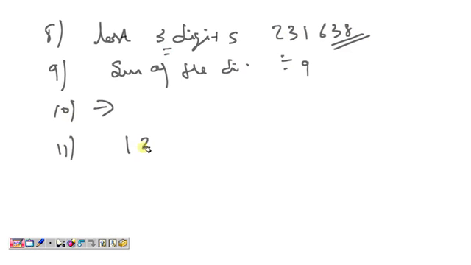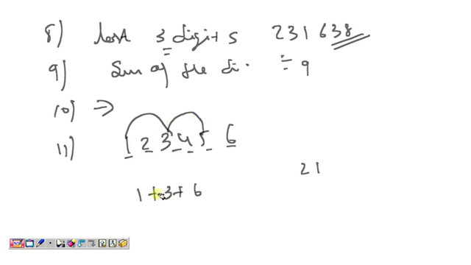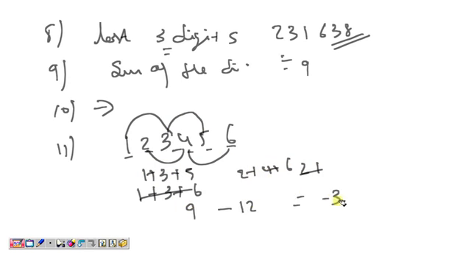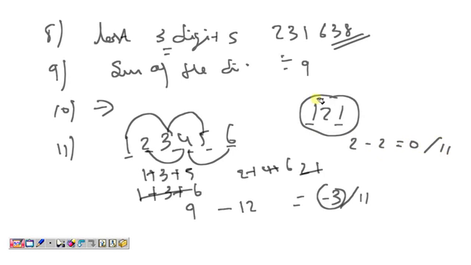And 11. If you have a number 1, 2, 3, 4, 5, 6, you need to sum the alternate digits. So that will be 1, 3 and 5, and 2, 4 and 6. That will be 9, and here it is 12. So when you subtract, the result should be divisible by 11. Find the alternate digit sums separately and subtract, and the resultant should be divisible by 11. Say for example 121: add 1 and 1 to get 2, minus 2, gives 0. 0 is divisible by 11. So 121 is divisible by 11.